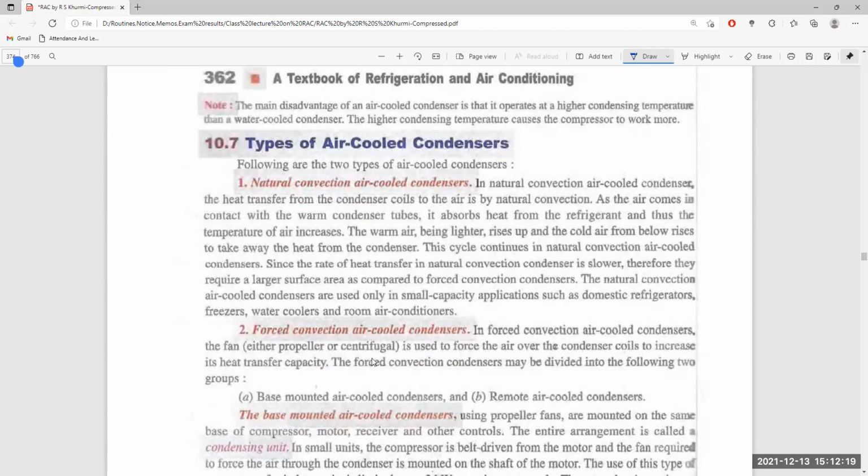Next, types of air-cooled condenser. Natural convection air-cooled condenser. In a natural convection air-cooled condenser, it is cooled by convection.